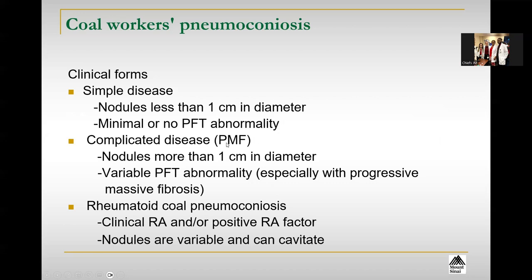Complicated disease is what we call progressive massive fibrosis, and the nodules exceed 1 centimeter in diameter, and there tends to be lung function abnormalities, more so in the more severe progressive massive fibrosis. Rheumatoid coal pneumoconiosis is when the nodules are usually variable, and in this particular condition, they can cavitate. That's not very common in this disease unless there's either tuberculosis or rheumatoid arthritis as a coexisting disease.